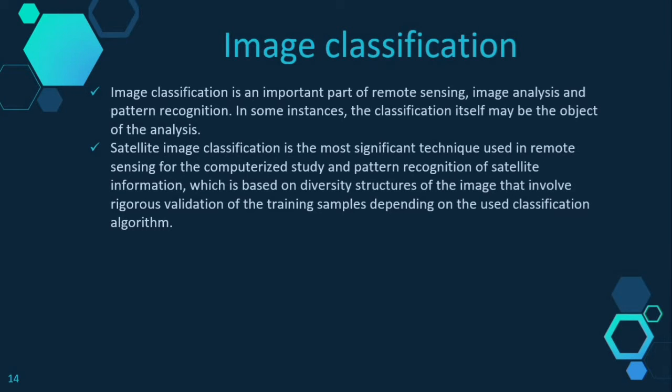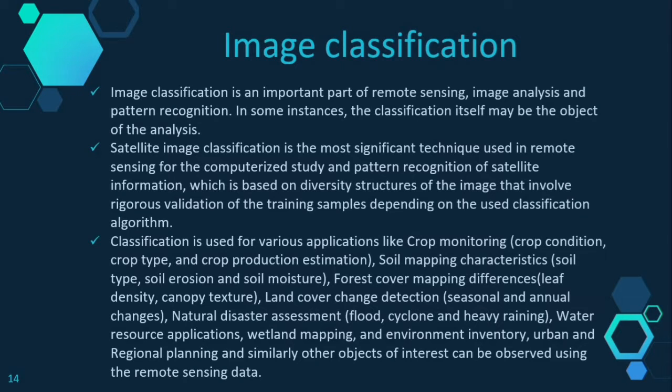Classification is used for various applications like crop monitoring. In crop monitoring, it is used to find the crop condition, crop type and crop production estimation. In soil mapping, it is used to find the soil type, soil erosion and soil moisture. In forest cover mapping, it is used to find the leaf density and canopy texture. In land cover change detection, it is used to find seasonal and annual changes. In natural disaster assessment, it helps with weather forecasting, floods, cyclones and heavy rain. Apart from that, it is also used in water resources applications, wetland mapping and environmental inventory, urban and regional planning, and similarly other objects of interest can be observed using remote sensing data.